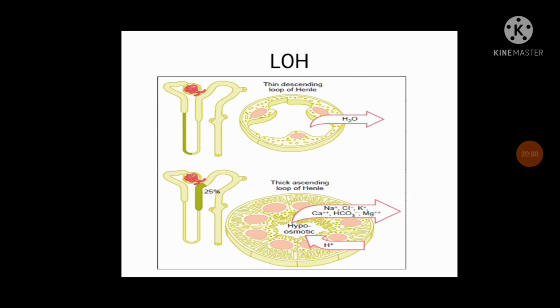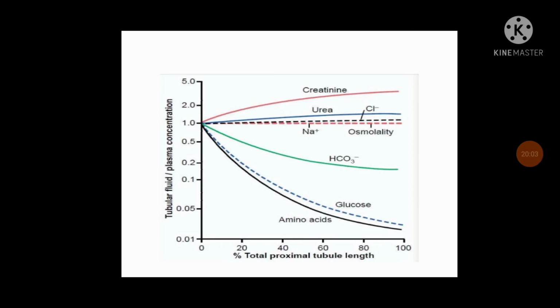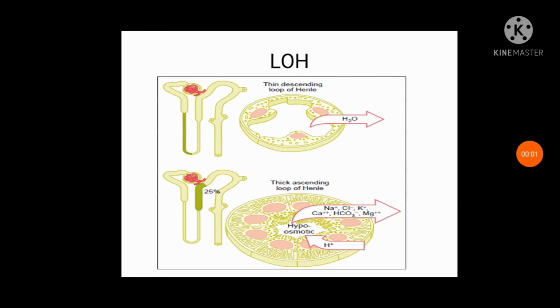Coming to the loop of Henle. The loop of Henle is a U-shaped structure, and it reabsorbs most of the filtrate which enters into the loop of Henle. Almost 25% of most of the substances are reabsorbed from the loop of Henle. The loop of Henle has a descending part, an ascending thin segment and an ascending thick segment. The descending thin segment is permeable to water.